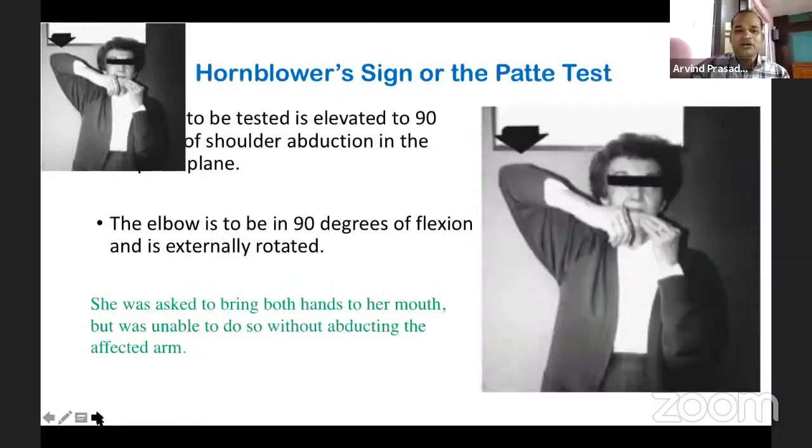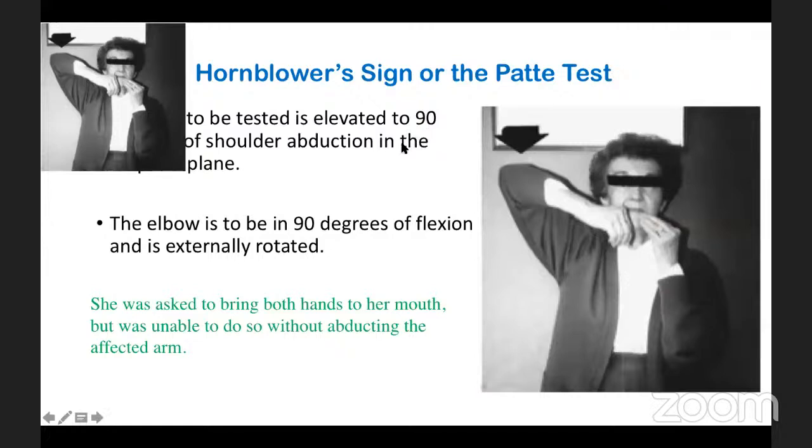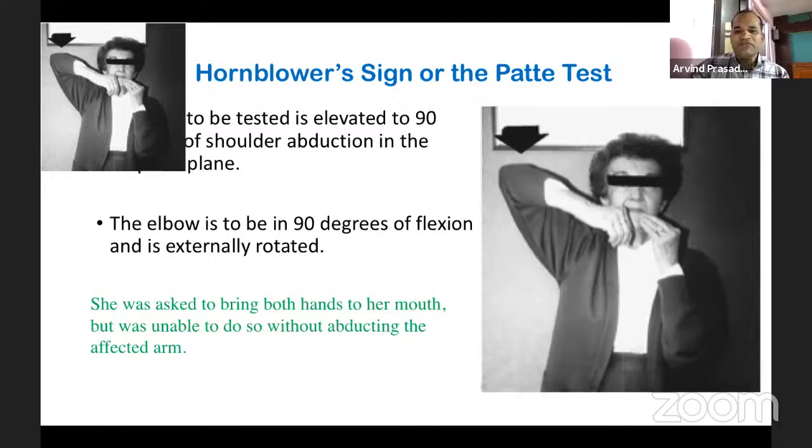Next is the hornblower sign or the Patte test. This test is usually done with 90 degrees of abduction of the shoulder joint, with flexion of the elbow and external rotation. Now the patient is asked to bring both hands to the mouth, and look for there should not be any elevation of the elbow, that is, further abduction. This is the isolated test for the teres minor.